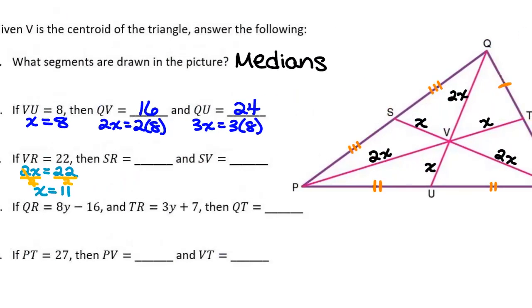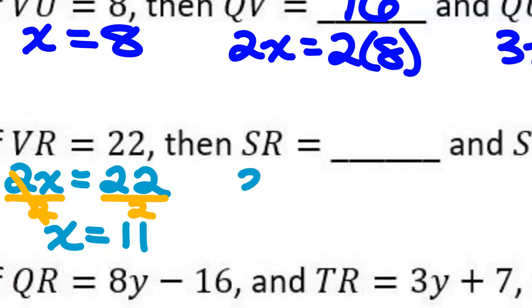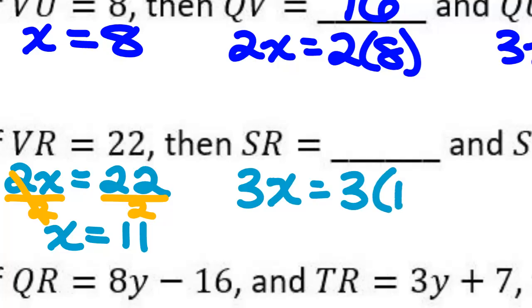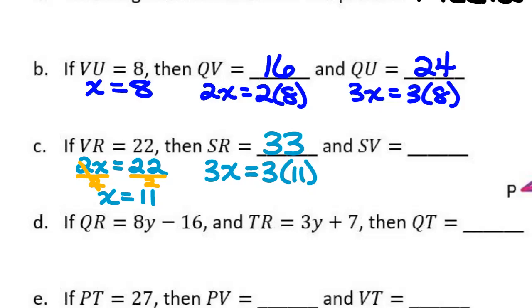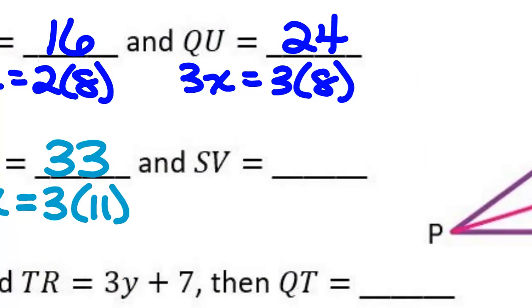So then we have SR. Is SR 1X, 2X, or 3X? 3X. So I would have 3 times 11, which would also be 33. And then we have SV, which would be how much? SV is X, and X is how big? 11. X is 11.